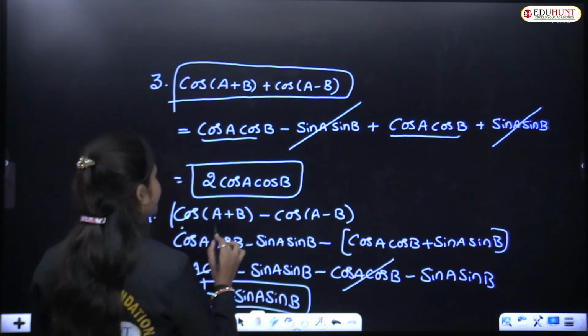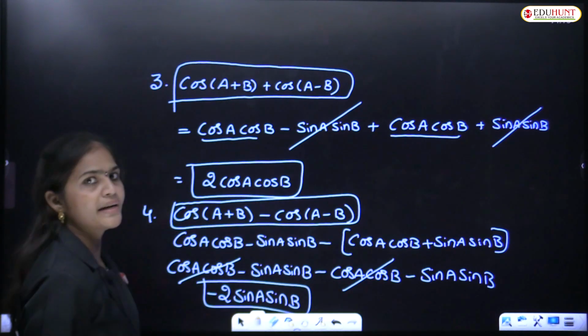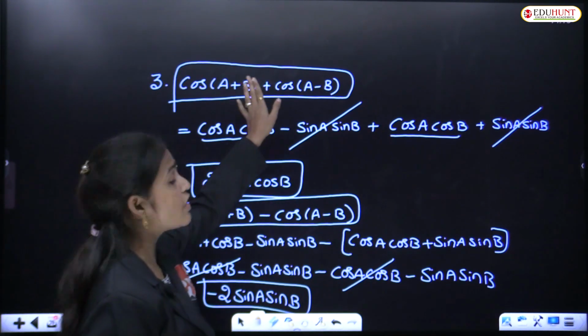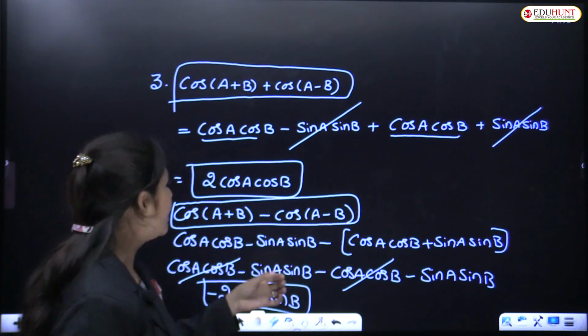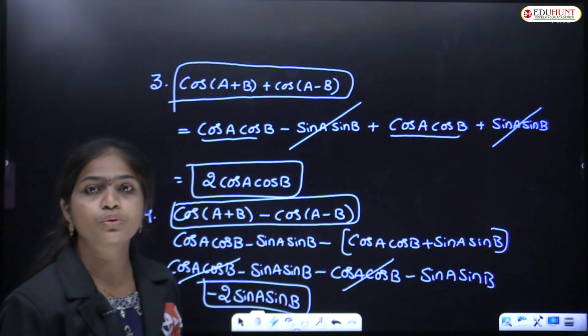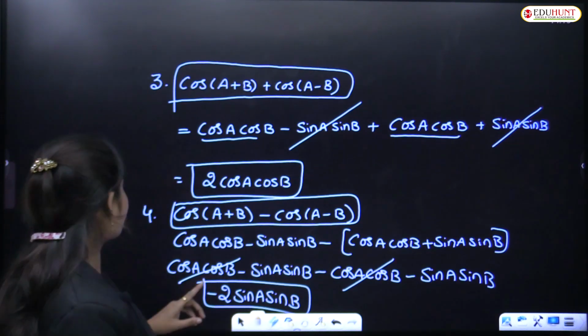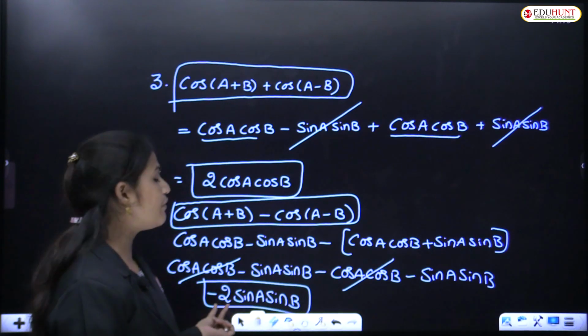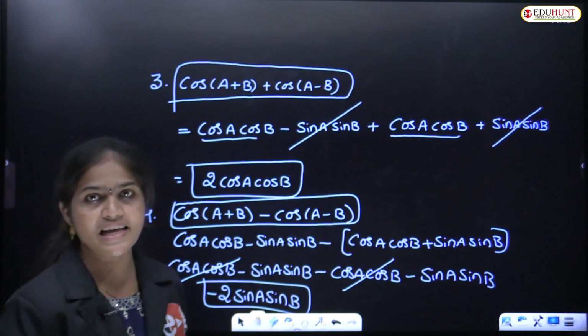So this is the formula for cos of A plus B minus cos of A minus B. Okay, once again: while you are adding cos of A plus B and cos of A minus B, we are getting the answer as 2 cos A cos B. What is that? 2 cos A cos B. If you are subtracting cos of A plus B and cos of A minus B, here we are getting minus 2 sin A sin B.